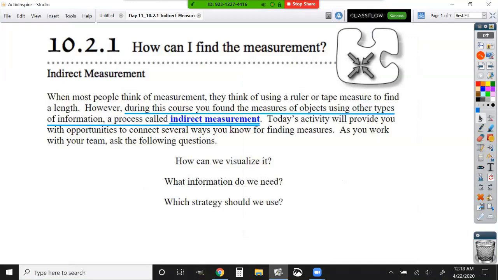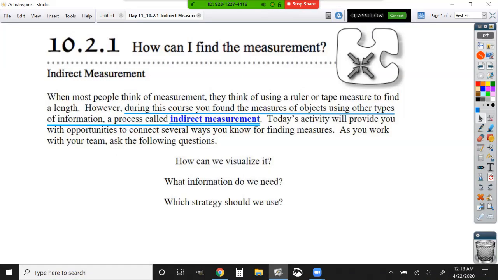When most people think of measurement, they think of using a ruler or tape measure to find a length. However, during this course, you found the measures of objects using other types of information, a process called indirect measurement. Today's activity will provide you with opportunities to connect several ways you know for finding measures.